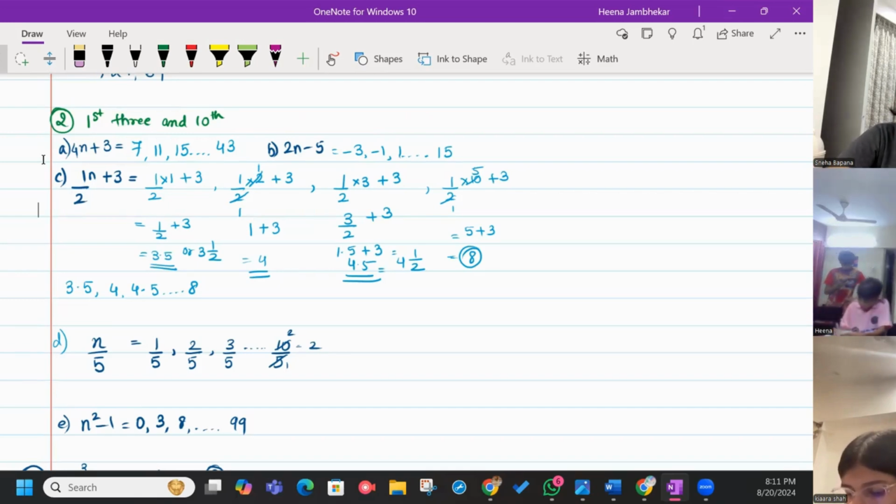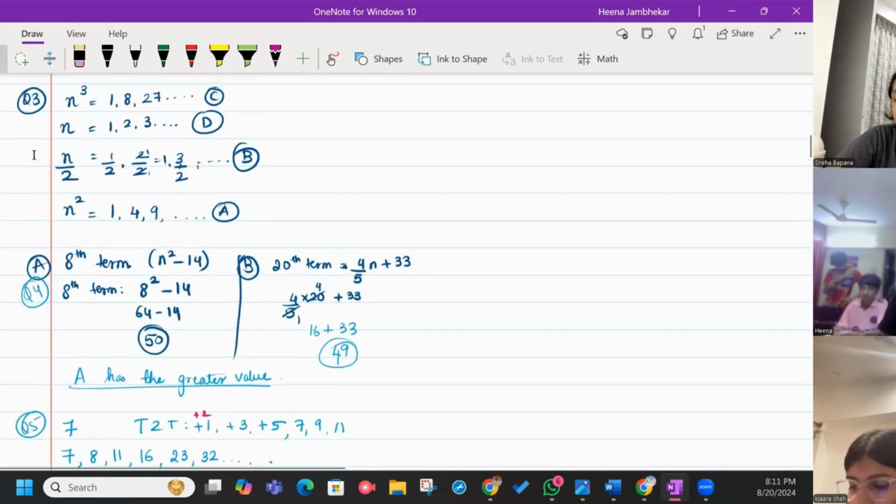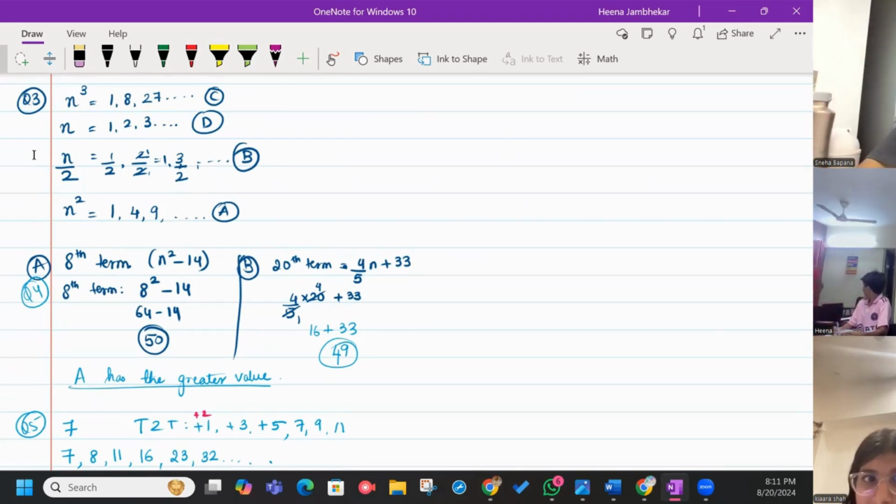4.5 can be written as 4 1 upon 2. Are you all understanding these sums? Anybody, any confusion? Did you understand me? 30 questions will be taught.